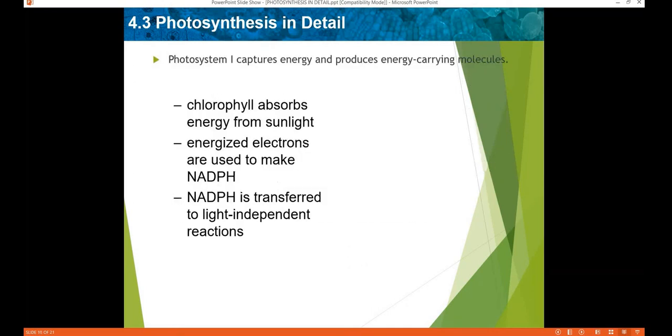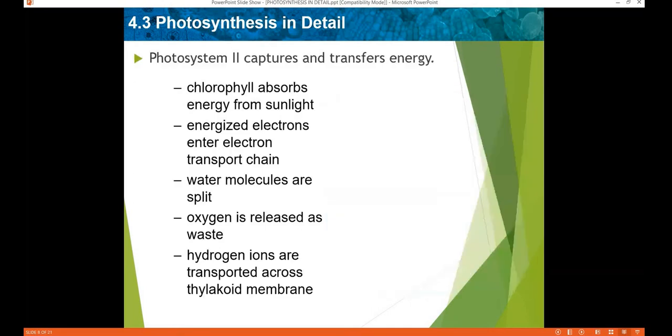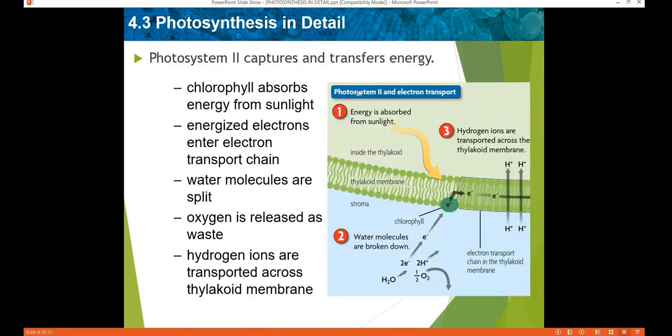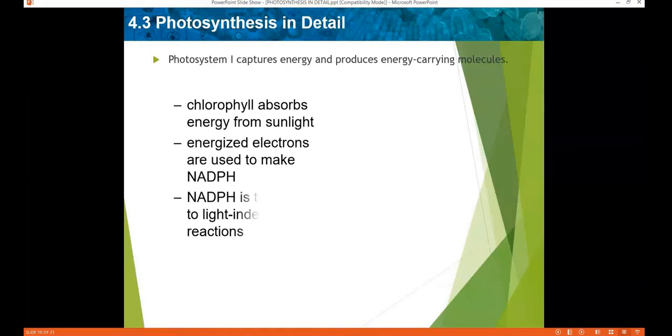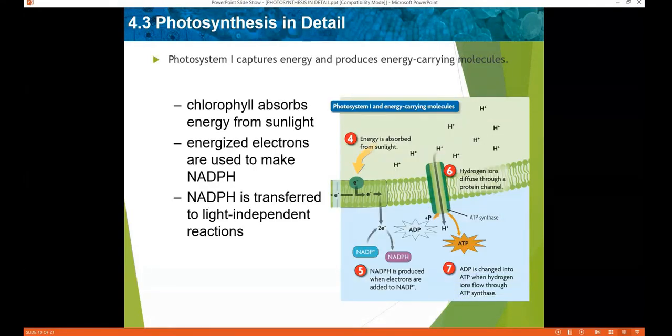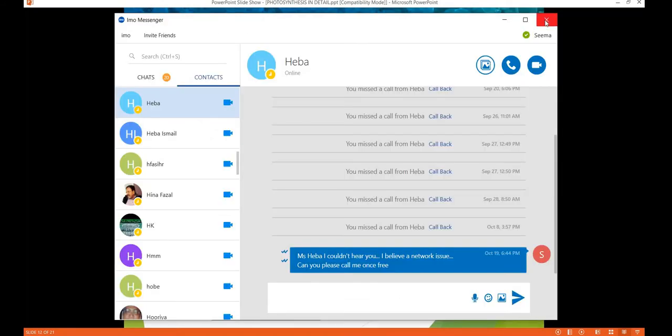Let me again go through it for you so that you have a clear picture. So this is where we studied photosystem 2, where steps 1, 2 and 3 took place. And finally in photosystem 1, the NADPH and ATP are produced, and also oxygen is produced, which is released as a waste product. And these NADPH and ATP which are produced are used in the light-independent reactions.